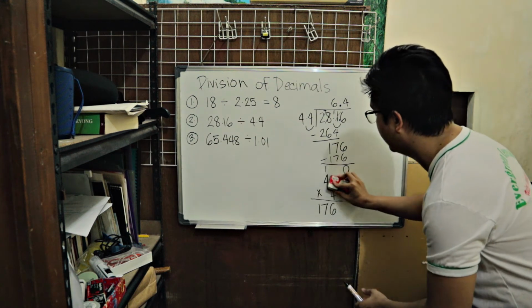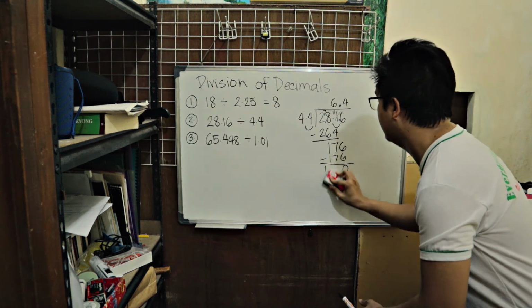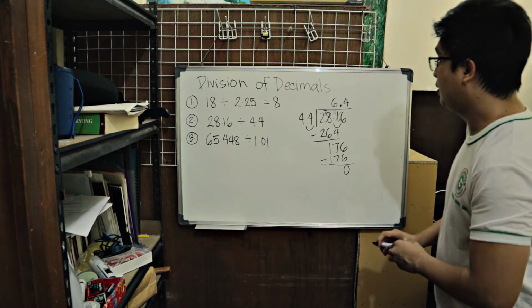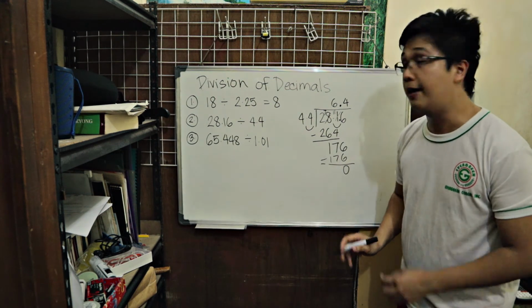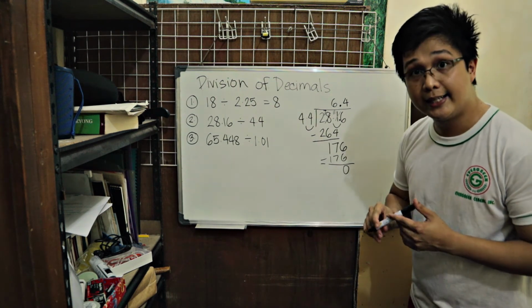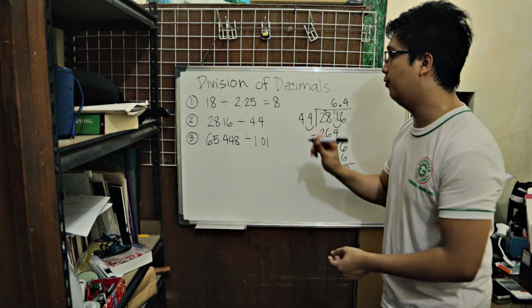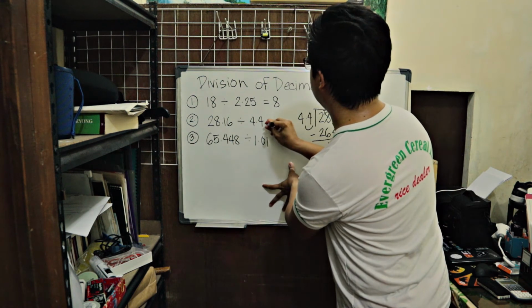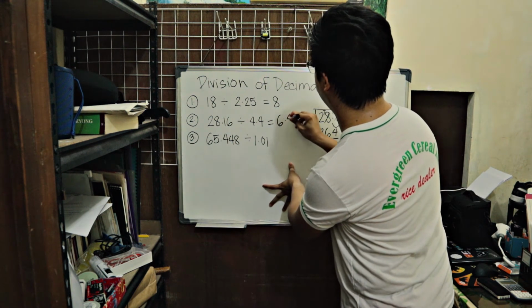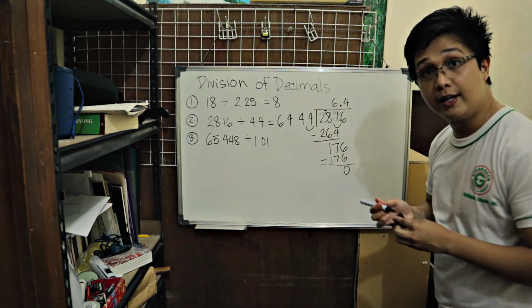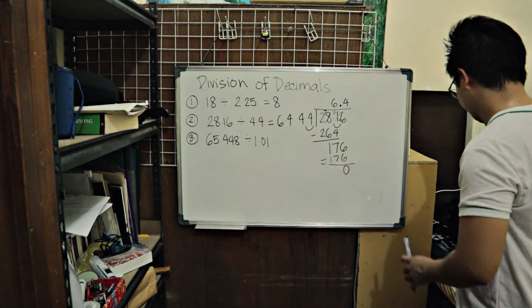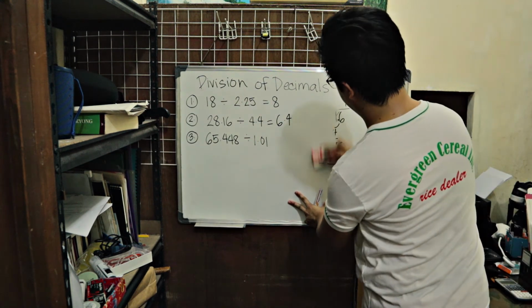Erase ko lang siya. Okay, nagamit ko na siya. Hindi ko na siya kailangan. So, you have no remainder na. Meaning, your answer is 6.4. And that is already the quotient of our division. So, this is 6.4. And that's our answer. Sige, erase ko nila na. One last.